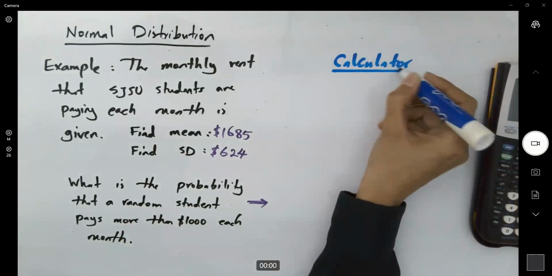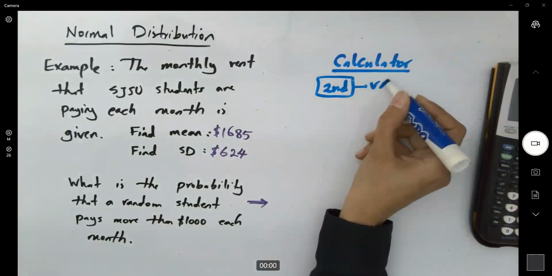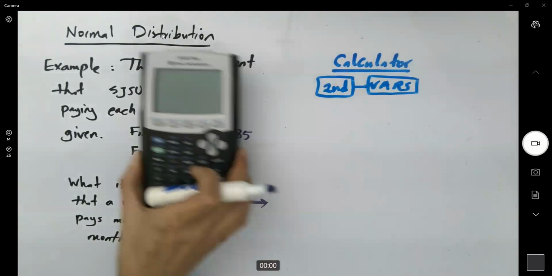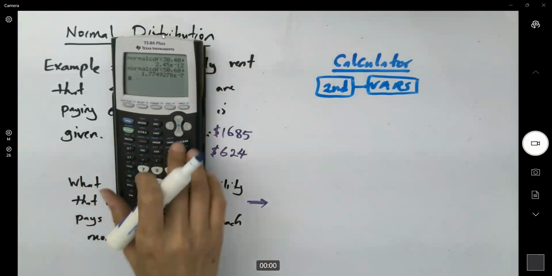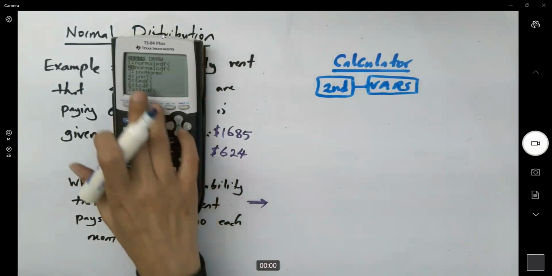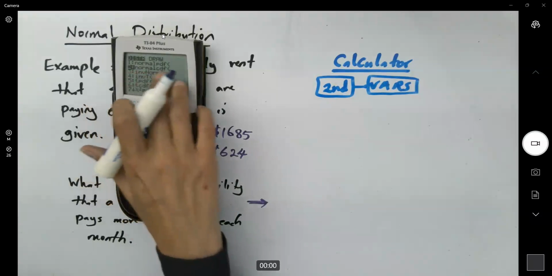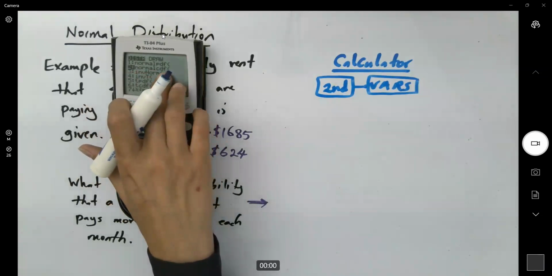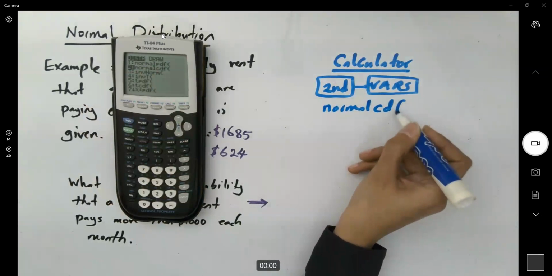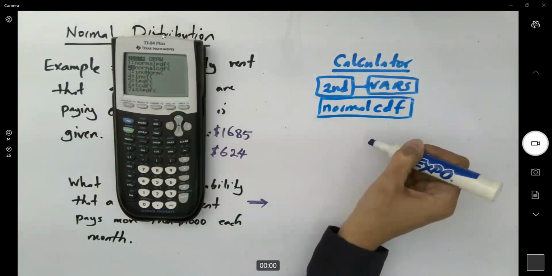Calculator. You're going to go to second, then bars, and you're going to find normal CDF, cumulative density function. Normal CDF. This is the same function that we just introduced.